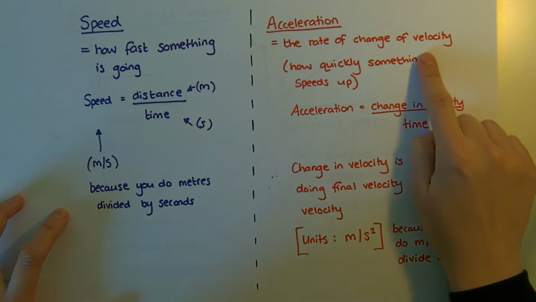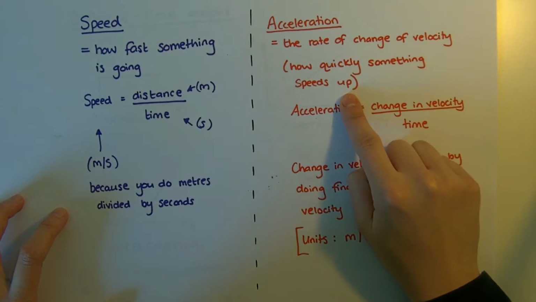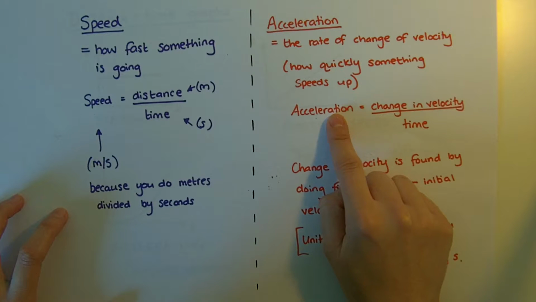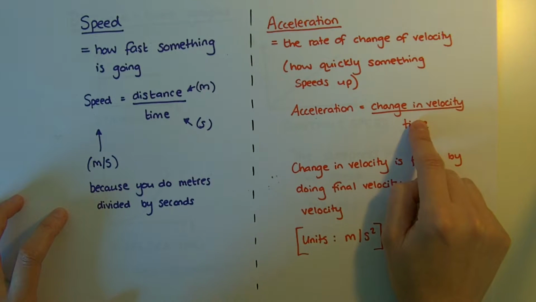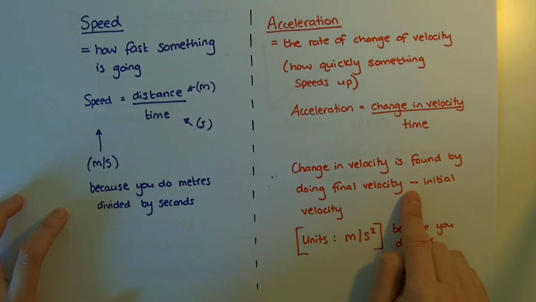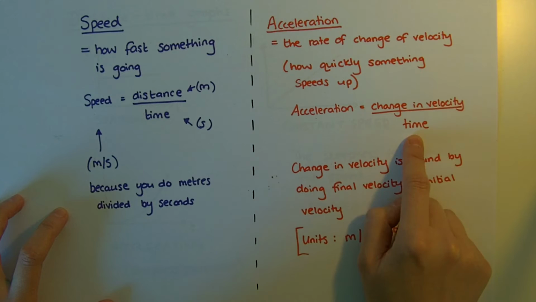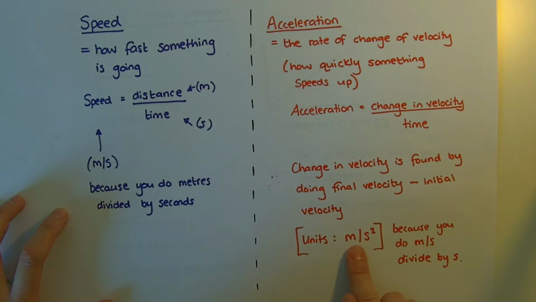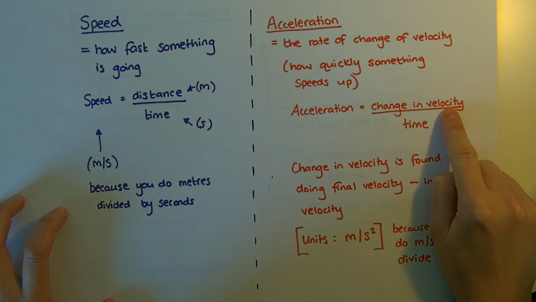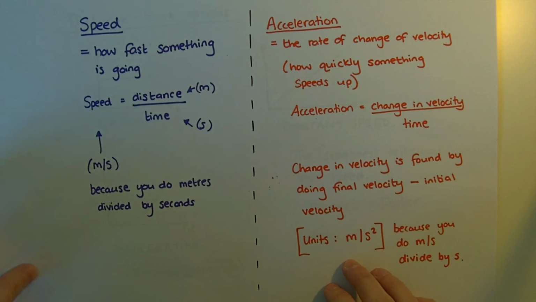Acceleration is the rate of change of speed. So you're speeding up or slowing down, and it's about how quickly you do that. Acceleration is change in velocity divided by time. To work out the change in your velocity, you do your final velocity minus your start velocity, but you can do that anyway quite straightforwardly. The units for acceleration are meters per second squared, because you're doing meters per second divided by another lot of seconds, which gives you meters per second squared.